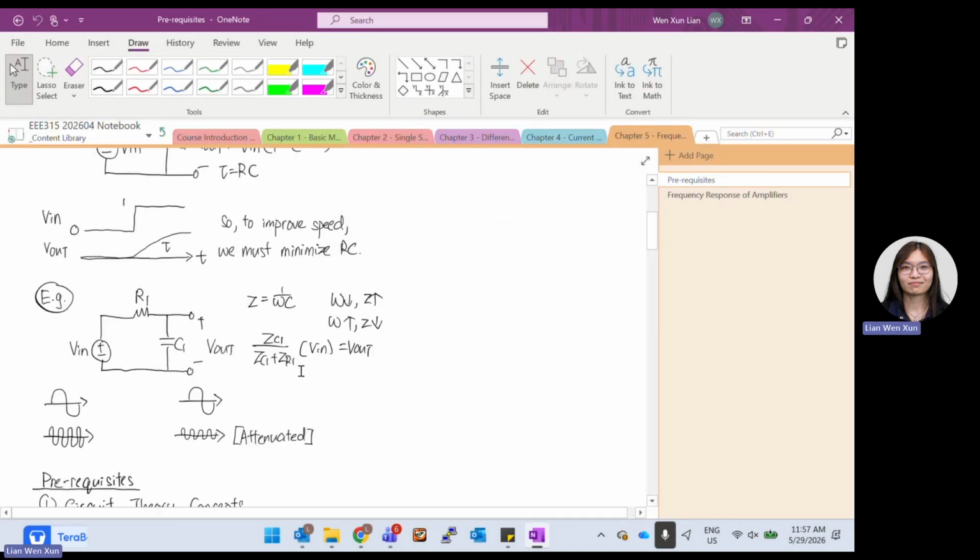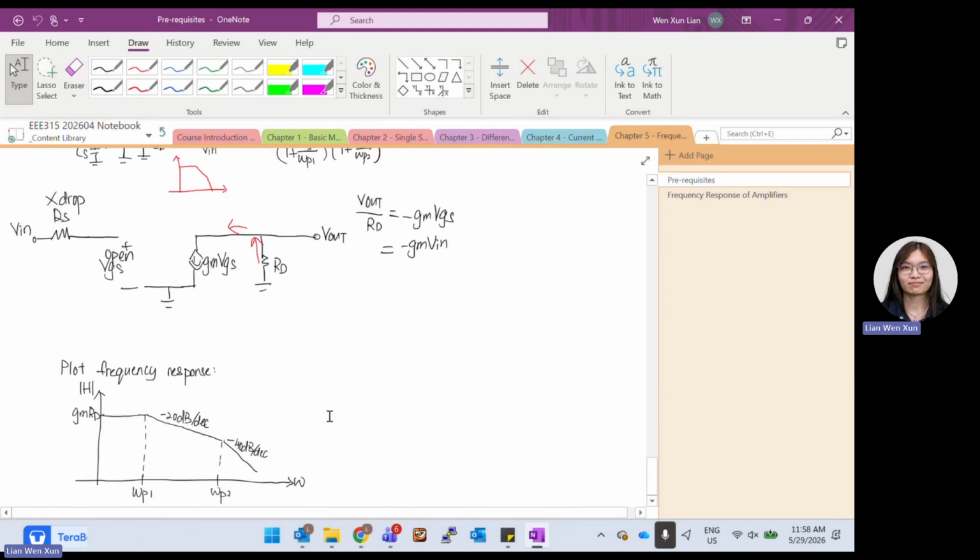So roughly have a look before we proceed to the second last chapter.